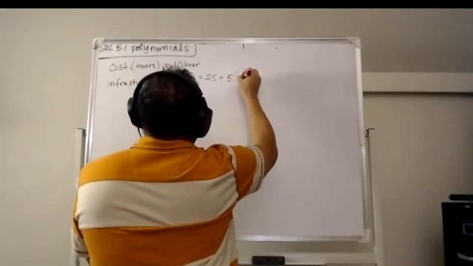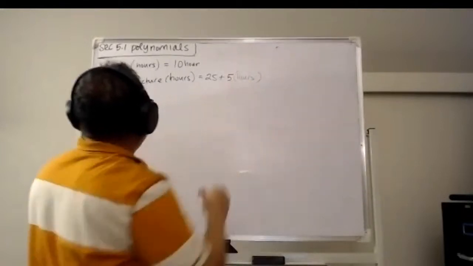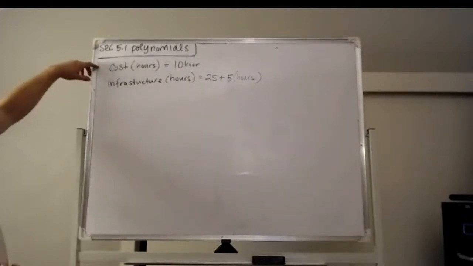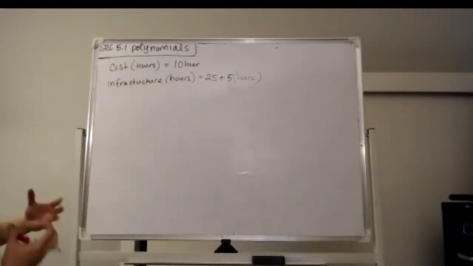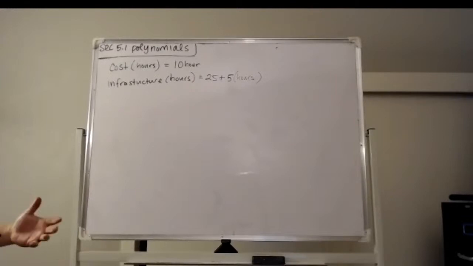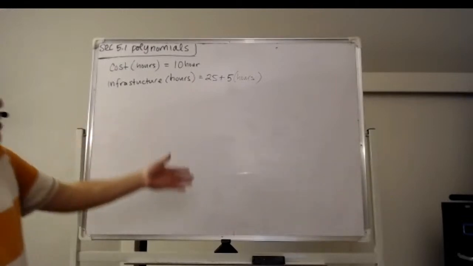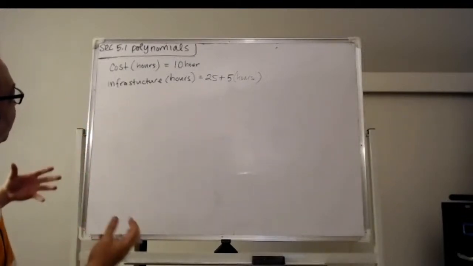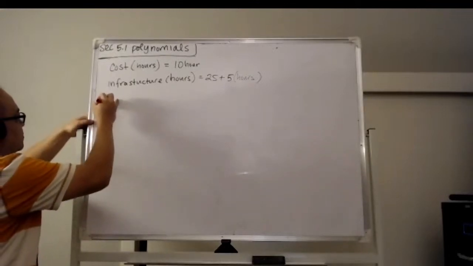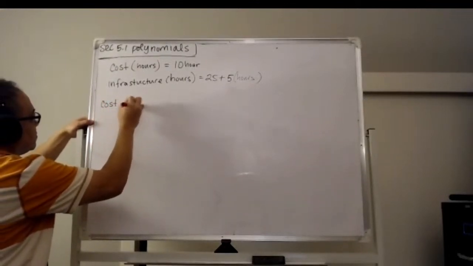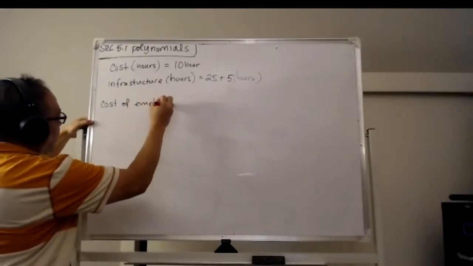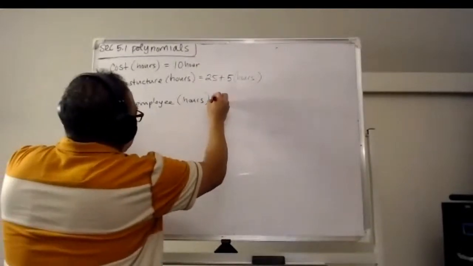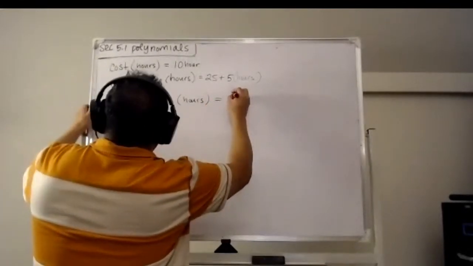Okay, so I have two functions. As a team leader, I only care about this. That guy costs me $10 an hour. But as the owner of the company, I'm in charge of everything. I'm in charge of the electricity, the water bill, the internet bill. In order for me to figure out the cost of that employee, what I end up having to do is add these two things together.